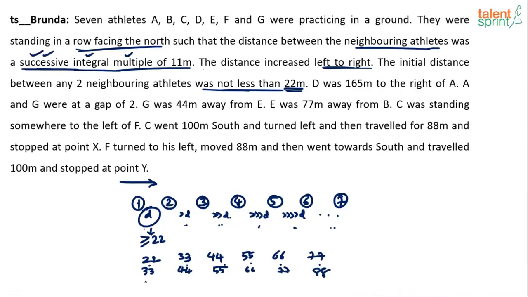Or if this is not 33, then this will be 66. Or some other way by which you can estimate what will be the distances. But all should be successive integral multiples of 11, right?